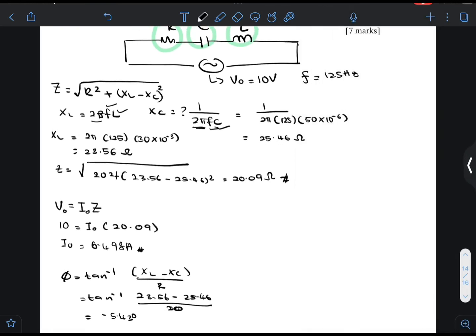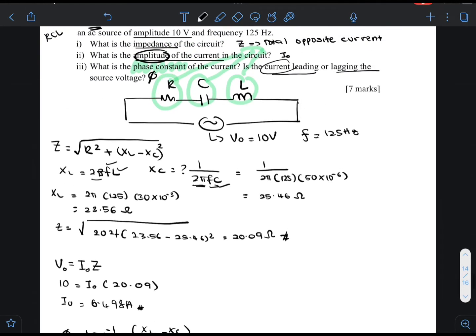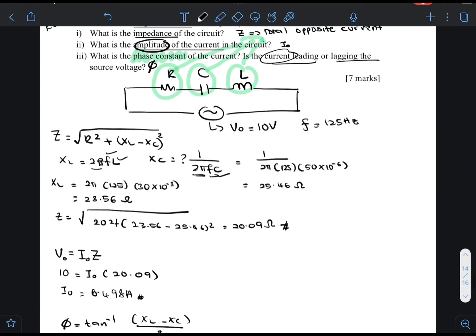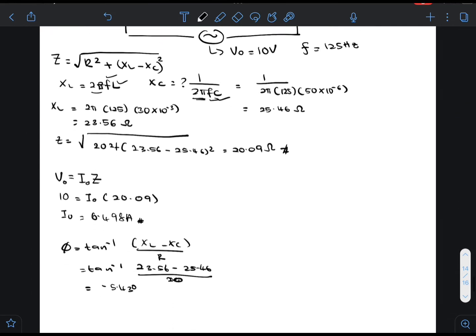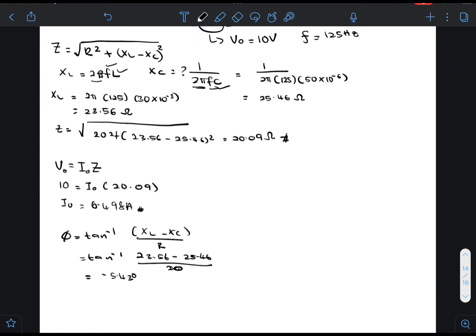Okay, satu soalan dah terjawab. Kita ada lagi satu soalan. Dia tanya, is the current leading ataupun lagging the source voltage? Okay, so for that, apa yang kita boleh buat adalah, okay, according to the phasor diagram, kita akan ada phasor diagram where the current is always along x-axis dan kita akan ada voltage across resistance di x-axis juga, and then we are going to have voltage across inductor along positive y and voltage across capacitor along negative y.